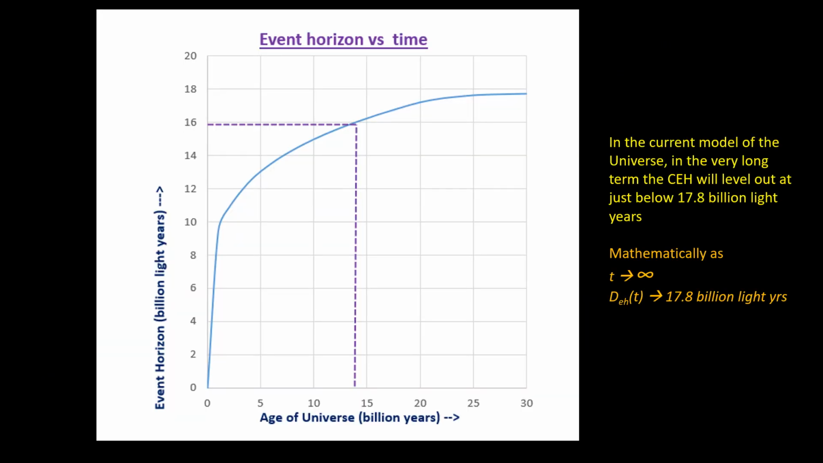So this diagram shows how the event horizon changes over time in the current model of the universe. As you can see, it increases very rapidly since the Big Bang, and currently it's about 16 billion light years. Now in the future it's going to increase much more slowly, and it will eventually level off at just under 18 billion light years, which will remain at that figure for the duration of the universe.